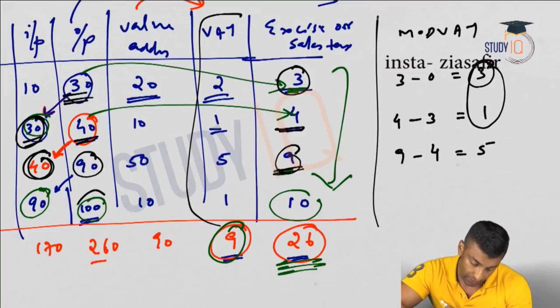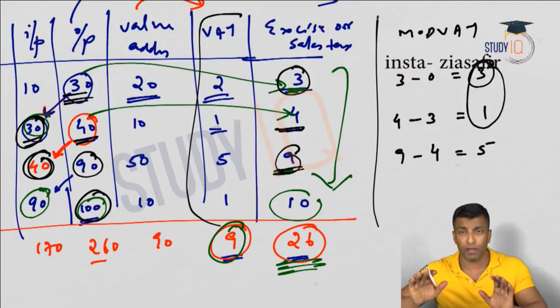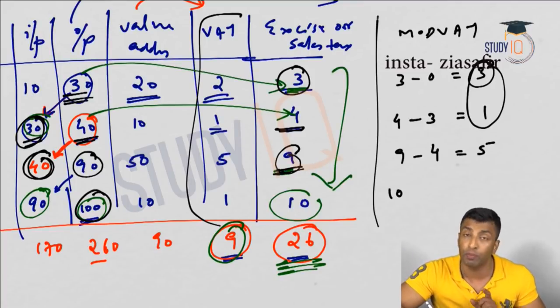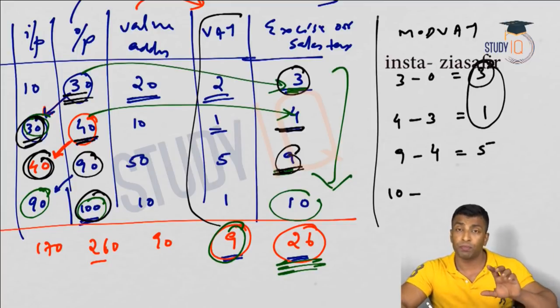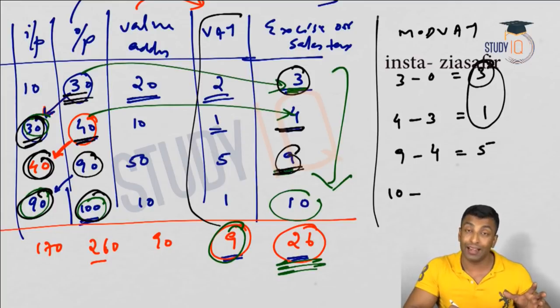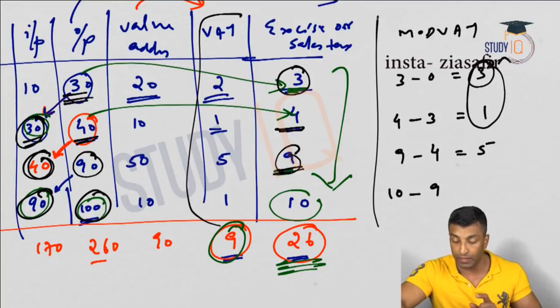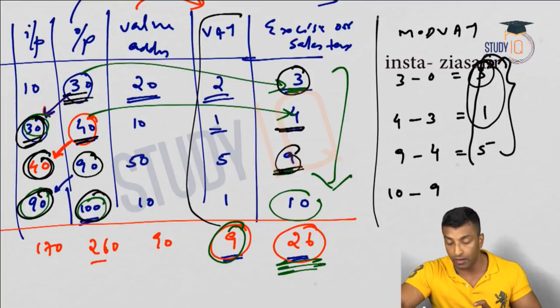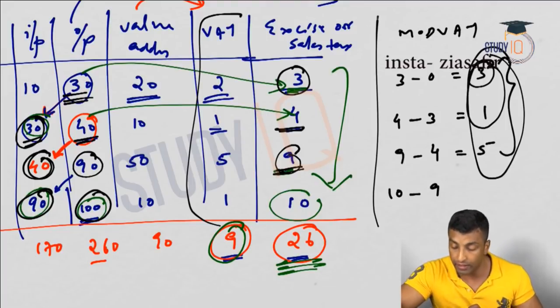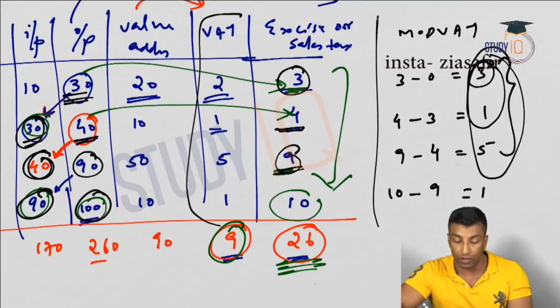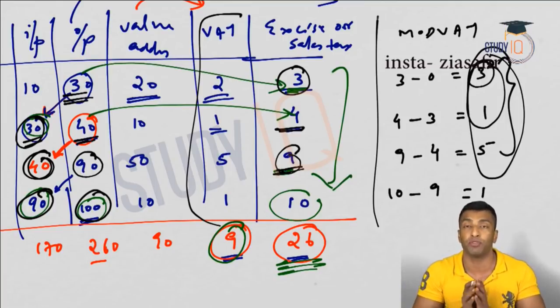Similarly, in the last stage, you can see 100 is the output. 100 means 10 rupees you need to pay as the tax. 100 at 10% is 10 rupees minus what can be reimbursed? Input cost 90. So you can claim 9 rupees because this 9 you already paid as tax, right? So you have already paid 9 in the 3 stages as tax. So effectively you are paying 1 rupee. This is the concept of MODVAT.